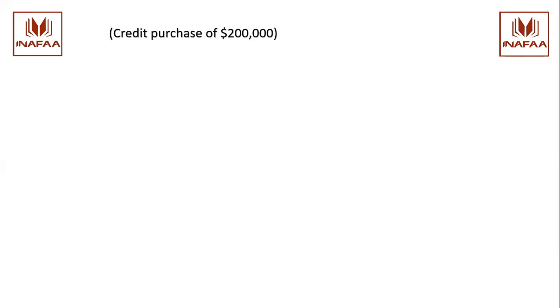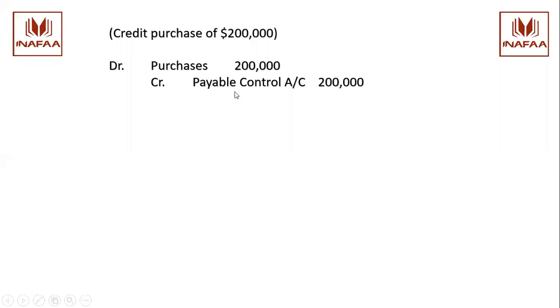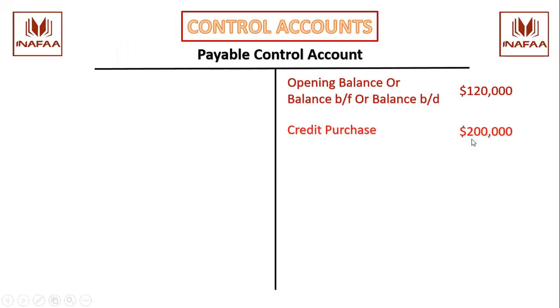Whenever we make a credit purchase, the payable increases. We shall pass the entry: debit purchases 200,000. We already have discussed it as an increase in expense. And now credit payable. Instead of writing the individual payable, I will record the entry with the total account, meaning the payable control account as a credit entry. So I will record this 200,000 on the credit side of the payable control account and the reference is credit purchase, or simply purchase. You can write the simple purchase.